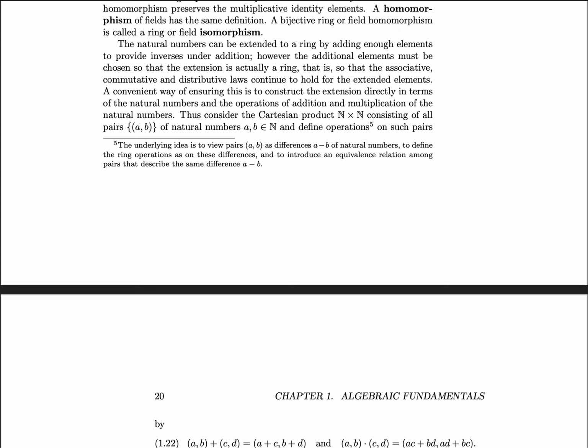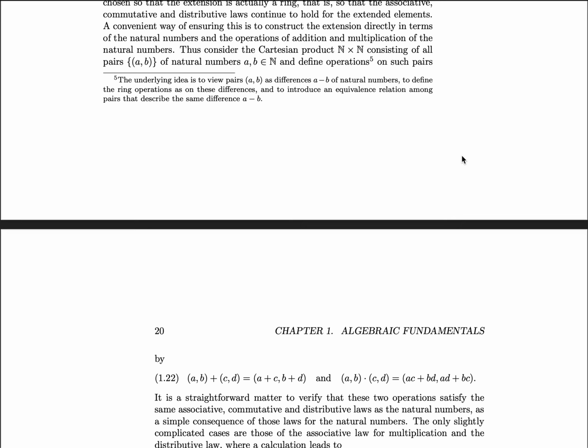Welcome. Now we'll continue our goal of extending the natural numbers to more complex algebraic structures by introducing the integers. I'll consider some properties of the integers and what operations we're going to define on the natural numbers with some extended elements, such that we have a true ring structure. That is, we must add some additional elements that will provide inverses with respect to the addition operation, but these additional elements must be chosen so that the extension is actually a ring, namely associative, commutative, and distributive.